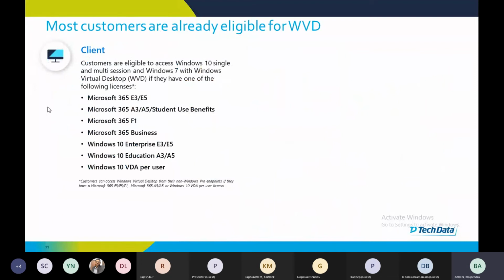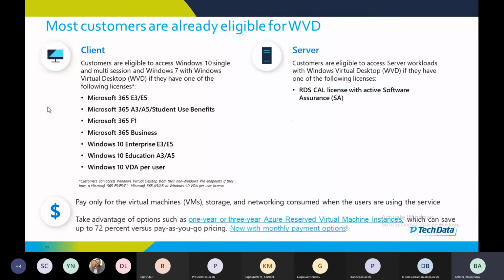Now, most customers are already eligible for WVD. If these customers have any of the licenses mentioned on the screen, like E3, E5, or F1, or Business Premium, or Enterprise E3, E5, then users are eligible for using virtual desktop without needing to buy an operating system license. They only need to buy virtual machine, storage, and networking on Azure. They will only pay for that. The rest, the operating system, is already with them if they have these licenses.